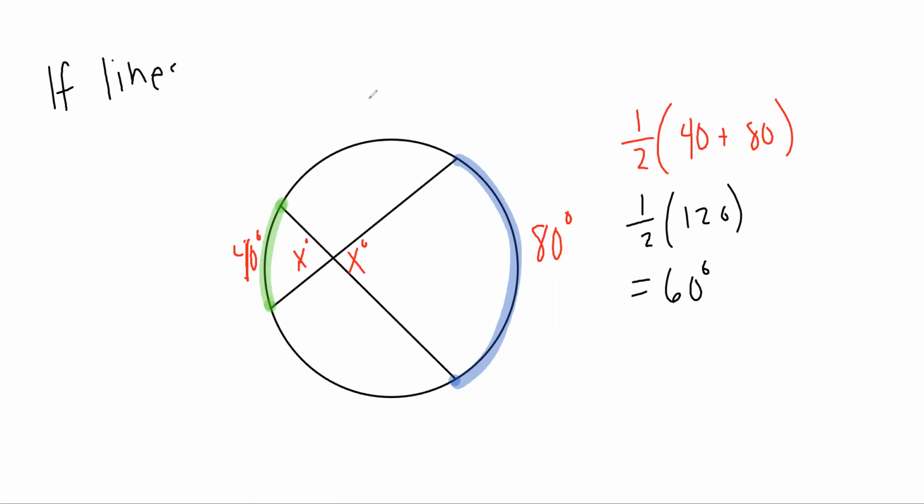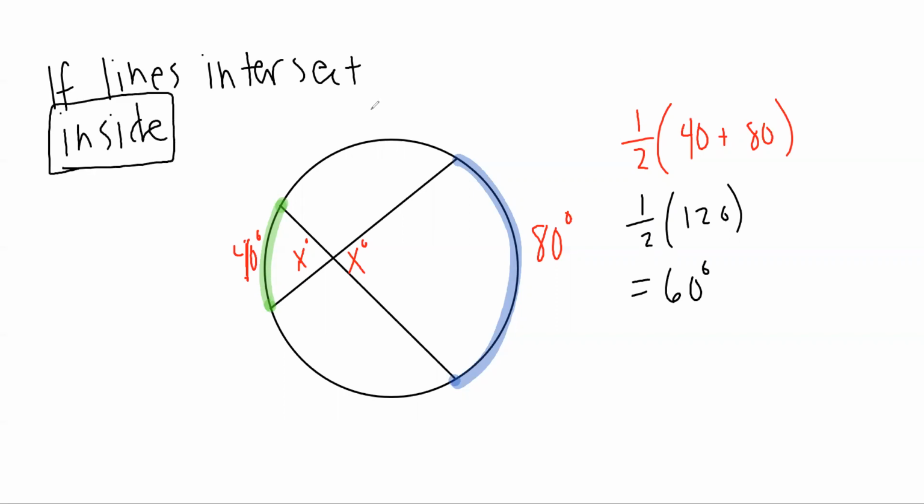So if lines intersect inside, that's the key word. So if my lines intersect inside, I add up my intercepted arcs and divide by 2. So we'll say arc 1 plus arc 2, and then divide it by 2. Okay. So what happens if my lines intersect outside?